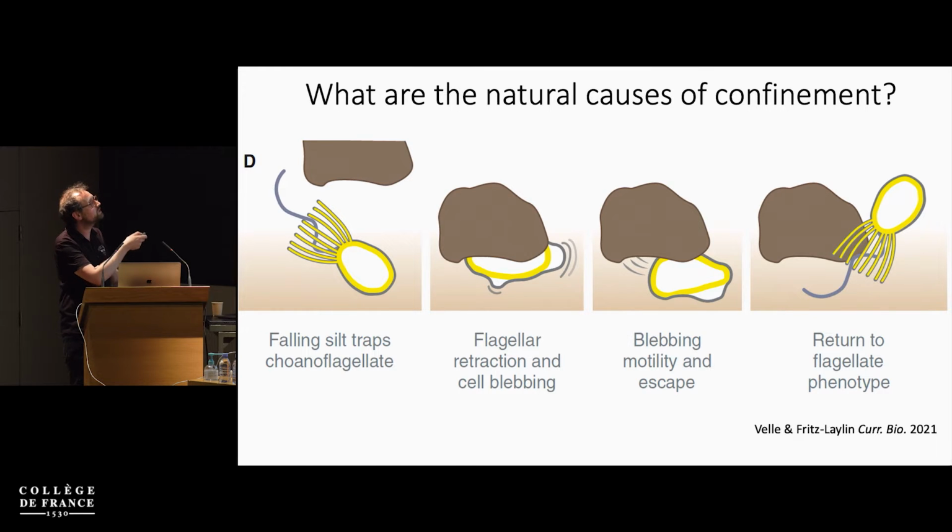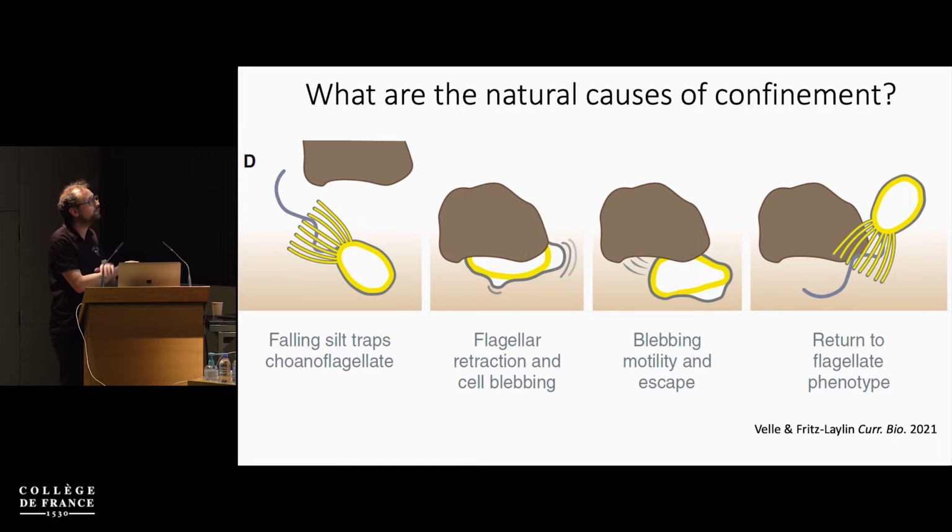You can imagine that if you're in a silt and you get confined by a local compression of the silt, for example, then one possible response is to escape and to become flagellate again. So that's one interpretation. But another interesting possible natural environment for this switch is actually the attack of predators.